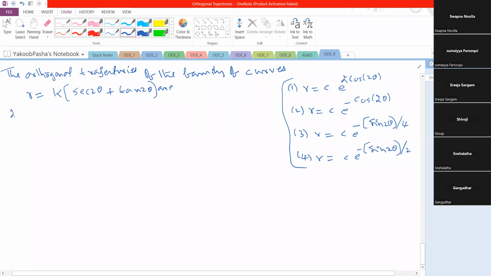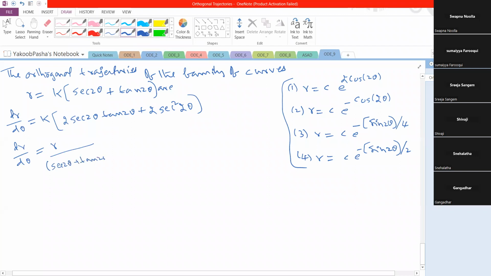So, we get dr by d theta is equal to k into sec 2 theta differentiation to sec theta into tan 2 theta and tan 2 theta differentiation to secant square 2 theta. And dr by d theta is equal to, I am eliminating the arbitrary constant from the given equation. We can write k is equal to r divided by sec 2 theta plus tan 2 theta.